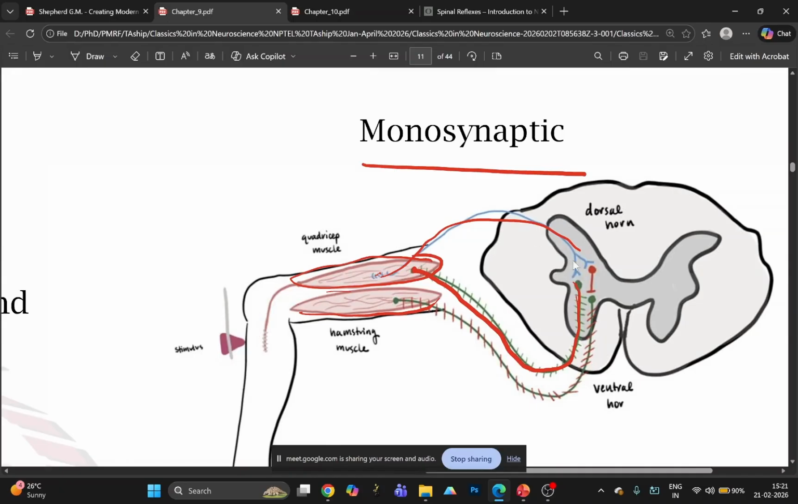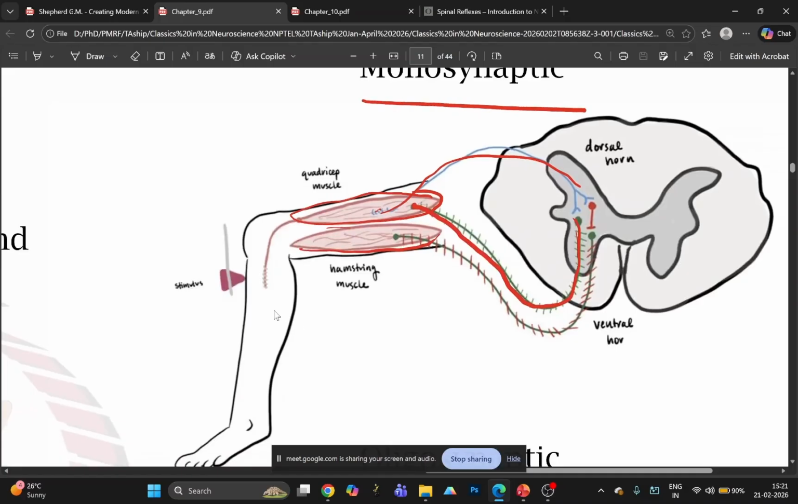So what that means is that there is excitation of this motor neuron. Now this motor neuron, when it gets excited, it goes back and excites the quadriceps muscle. And that causes the quadriceps muscle to contract. Because of the contraction of the quadriceps muscle, the leg stretches, right? That is how the reflex action is working.